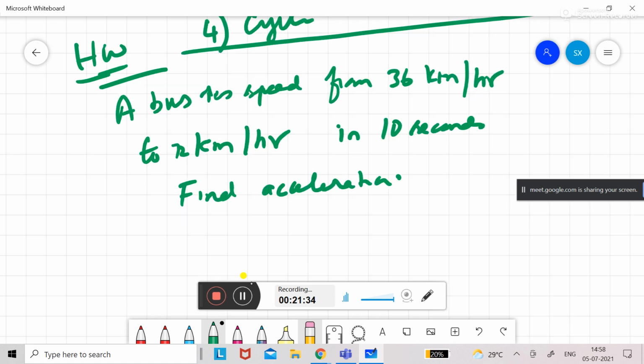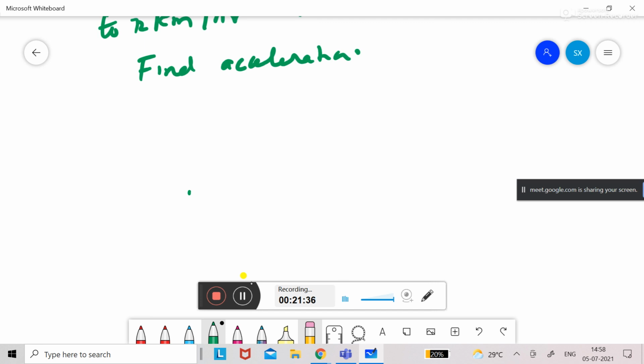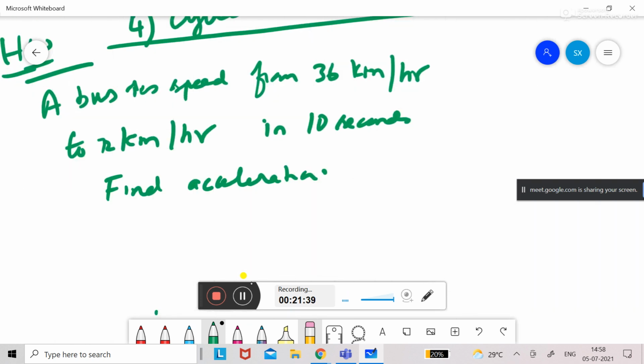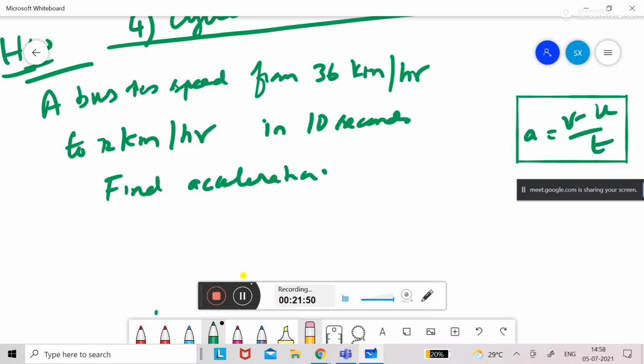Forgot everything. V minus, correct. A is equal to V minus U by T, the rate of change of velocity. So you have to convert this 36 into meter per second. You should convert kilometer per hour into meter per second, so you should multiply by 1000 divided by 60 into 60.